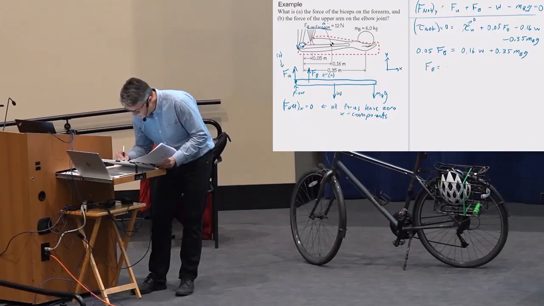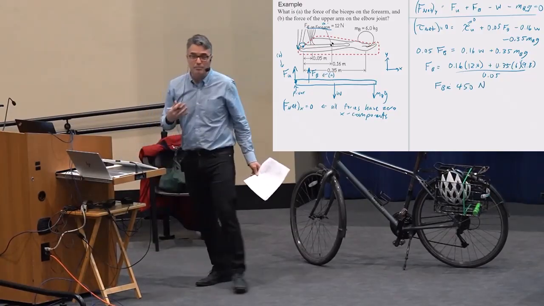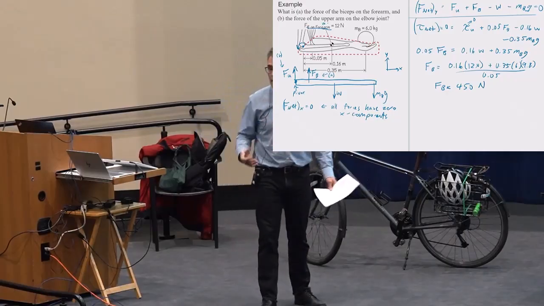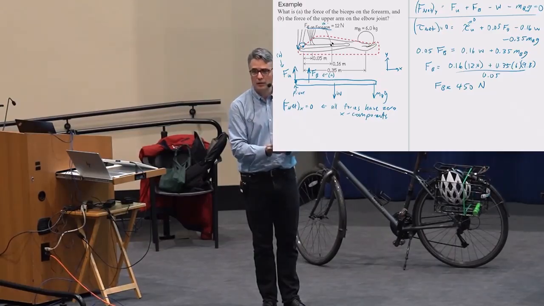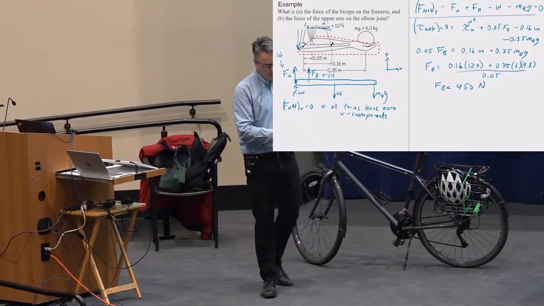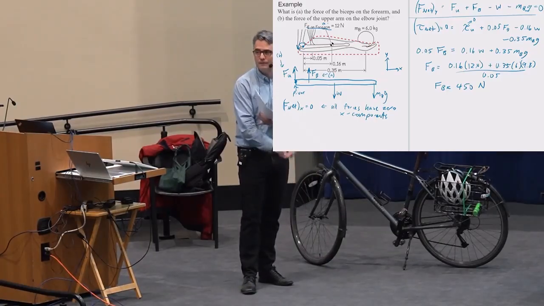So FB is equal to 0.16 times the 12 newtons plus 0.35 times the 6 kilogram mass times 9.8, and then divided by 0.05. So I get the bicep force is actually 450 newtons. So this is actually another example of a really bad mechanical advantage. It's way less. So your bicep is pulling with a much greater input force than the output force on the 6 kilogram ball. There's like 60 newtons on the ball, but 450 newtons from your bicep.